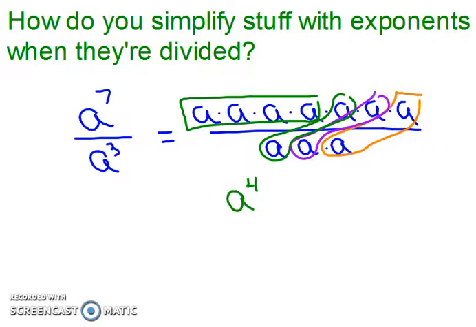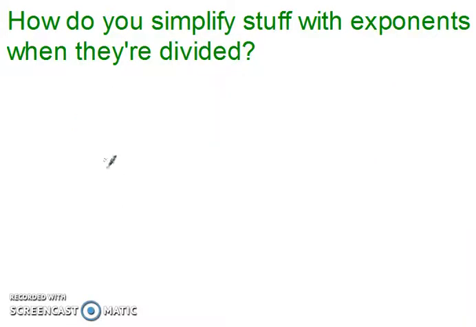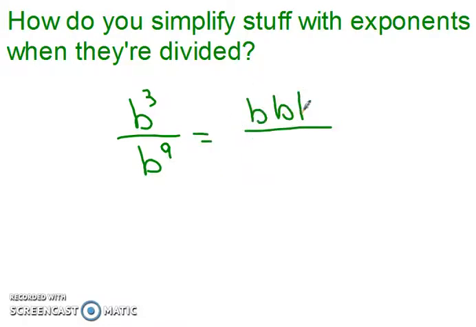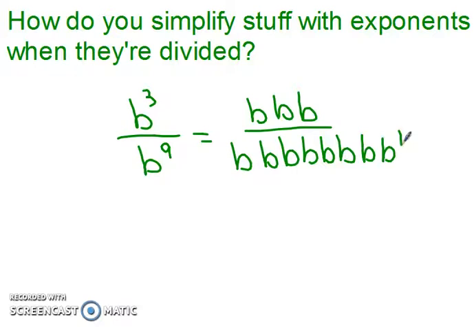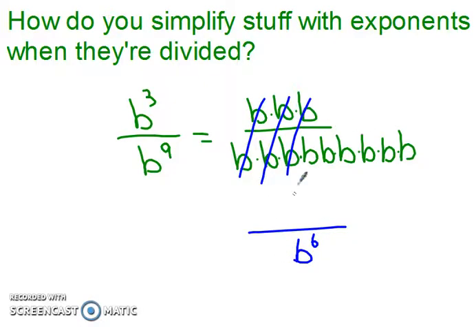Okay. So what if it looks like this instead? What if you've got b to the 3rd over b to the 9th? Well, this one is 3 b's lined up. This one is 9 of them. And so we'll just do the same thing. We'll say, well, that pair cancels, that pair cancels, that pair cancels. You've got how many left over? Well, 6 of them on the bottom, so b to the 6th. You have to leave something up top, so we'll put a 1 there. And there's your answer.